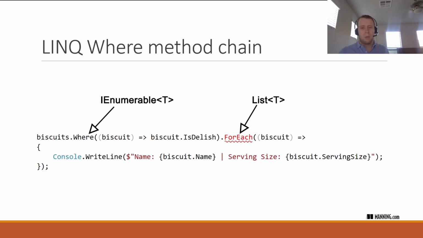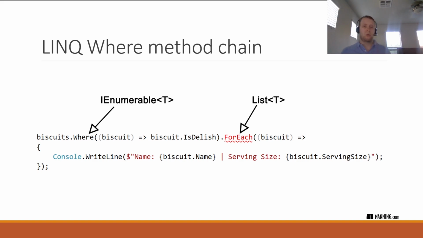So probably the most obvious attempt to implement where and for each together would be as you see in the slide. Now, unfortunately, this doesn't quite work. The where LINQ method returns a type of IEnumerable, whereas the for each method expects a type of list. Now, those are not compatible. And this incompatibility prohibits us from chaining the where and for each methods together like this.